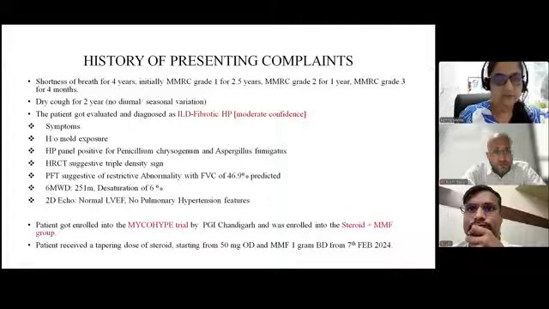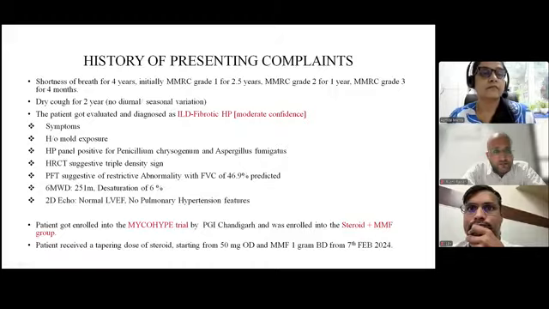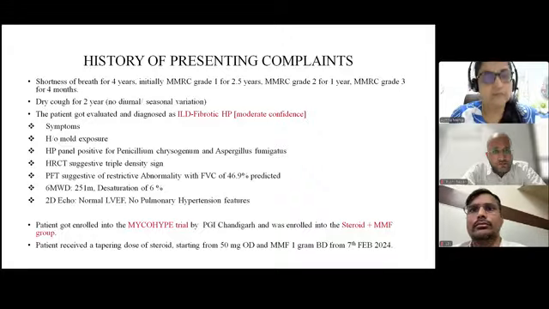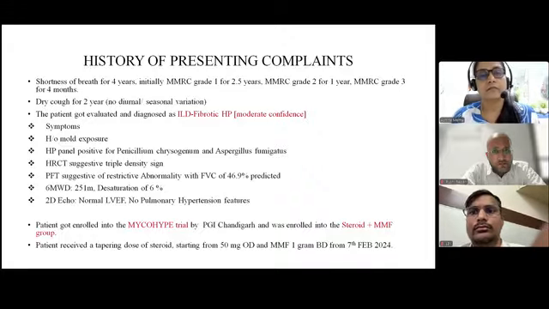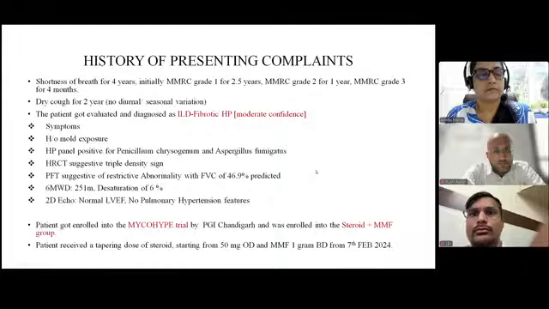Going into the history, she had dyspnea for 4 years, which gradually increased from grade 1 to grade 4, and a dry cough, which was present for 2 years. We evaluated the case and diagnosed her as a case of ILD, fibrotic HP, with moderate confidence based on her symptoms, mold exposure, HP panel being positive, and HRCT suggestive of triple density, as we discussed in the radiology part.